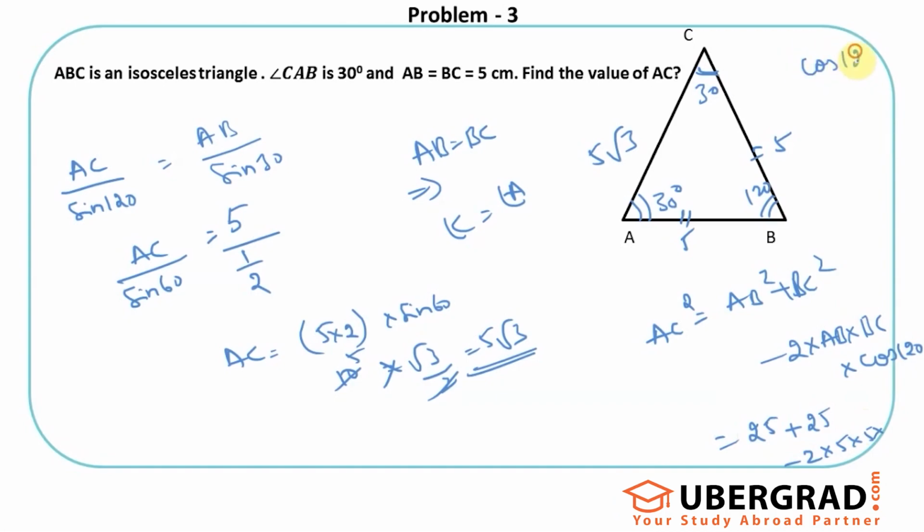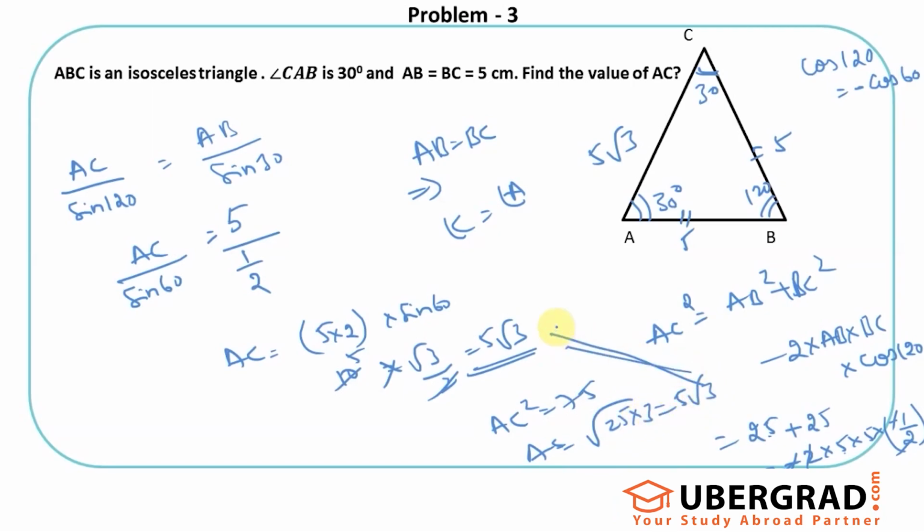Cos 120 is similar to how I did sin 120 as sin 60, but here I need to put a negative sign, so that is minus cos 60. What is cos 60? Cos 60 is 1 by 2, so minus cos 60 is minus half. So the 2 gets cancelled out and the minus becomes plus. I'll finally get 25 plus 25 plus 25, which is 75. So AC square is 75. So AC will turn out to be square root of 25 into 3, that is 5 root 3, which is what we got here.